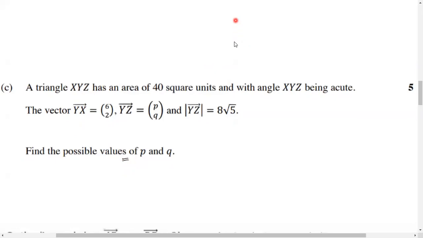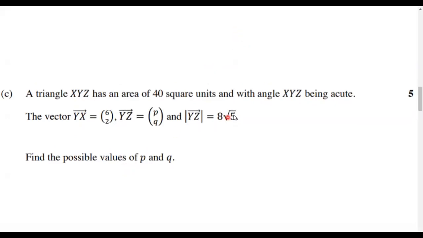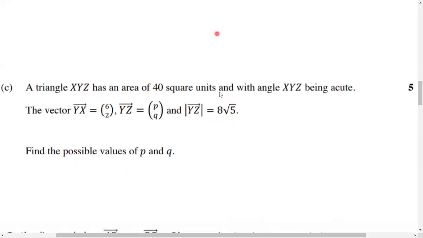And so that then means you probably have more than one value. And your diagram may or may not hint at that when you draw one out. So let's draw a diagram to help us figure out what's going on. So you have a triangle, you know its area. You've got triangle XYZ, area equals 40. Angle XYZ is acute.